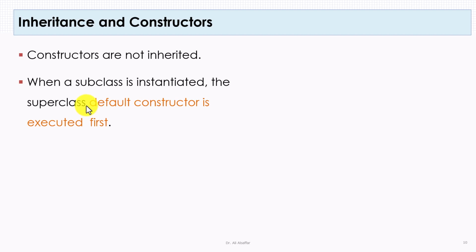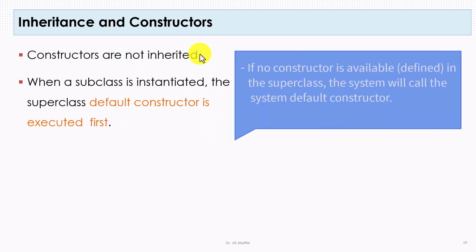So that means your superclass must have a default constructor, or don't define any constructor and the system will assign one for you. But what happens if the superclass doesn't have a default constructor? Then we have two situations. If the superclass doesn't have any constructor, similar to the horse class that we defined in the previous examples, then nothing will happen and the system will call the system default constructor.